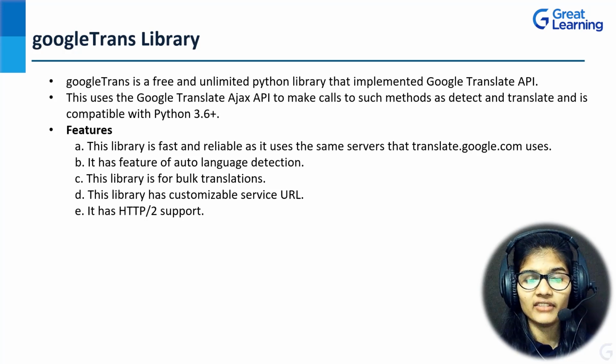Whenever you want to do bulk translations, a lot of translations at one time, this library is used as well. It also has a customizable service URL and even HTTP support. So these are the features of the Google Trans library, and we will be using them in our project as well. Installation is again simple. You could use pip install googletrans and it will be installed for you.